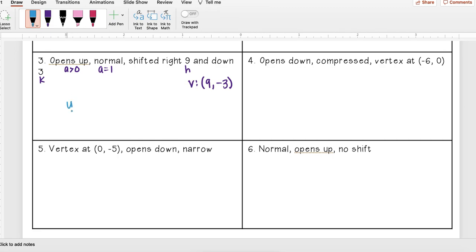So putting that all together, I have y equals, a is greater than 0, so it's positive. It's just equal to 1, so I can write a 1 there. X, I want to do the opposite sign of my h here. So since it's a positive 9, I'm going to put minus 9 squared, and then minus my k. So you can write it like that, or you don't really need the 1 there. You can leave it as x minus 9 squared minus 3.